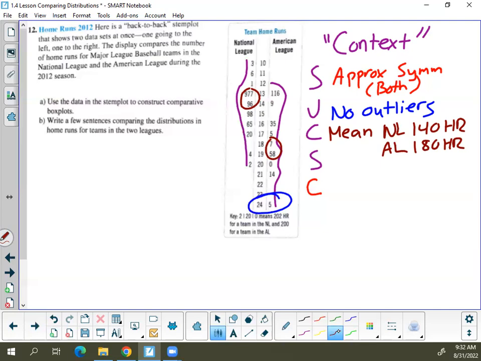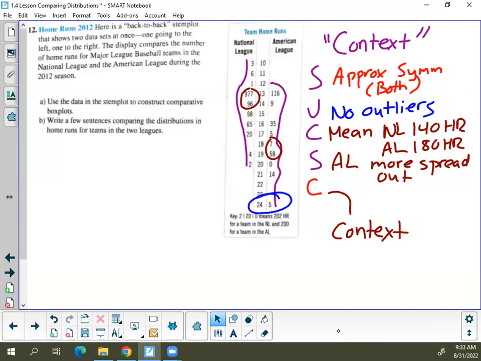We can talk about the standard deviation. There's ways to put this into the calculator. We won't do that right now, but we would want to talk about the standard deviation. But I think we can say safely that the American League data is slightly more spread out. And then, of course, that last C, which I wrote up top there, is context. So make sure that when you're writing this up, you're always referring to the context of the problem. We're talking about home runs, we're talking about the National League, and we're talking about the American League.